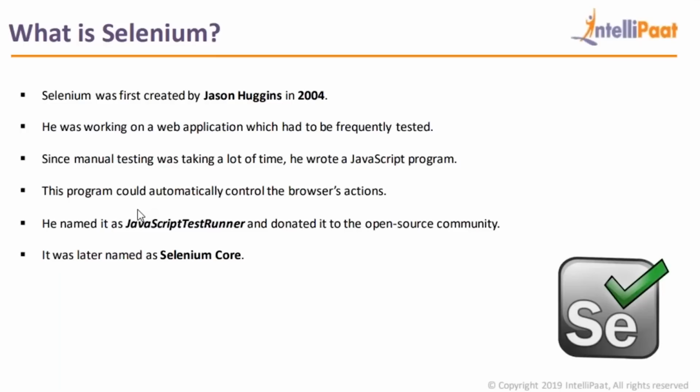The JavaScript that he wrote, the name of that application was actually JavaScript Test Runner, and once it was donated to open source, it was later named Selenium Core. Okay. Now, there were some limitations with Selenium Core, and we'll understand them as we move along.